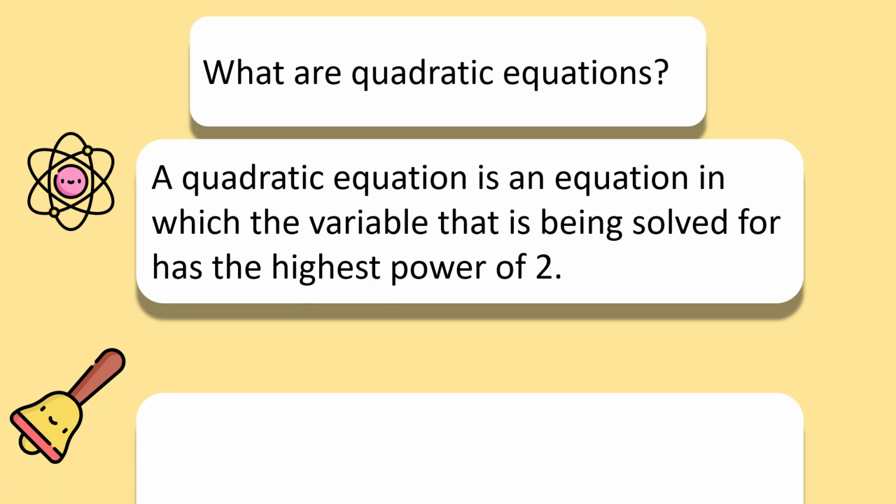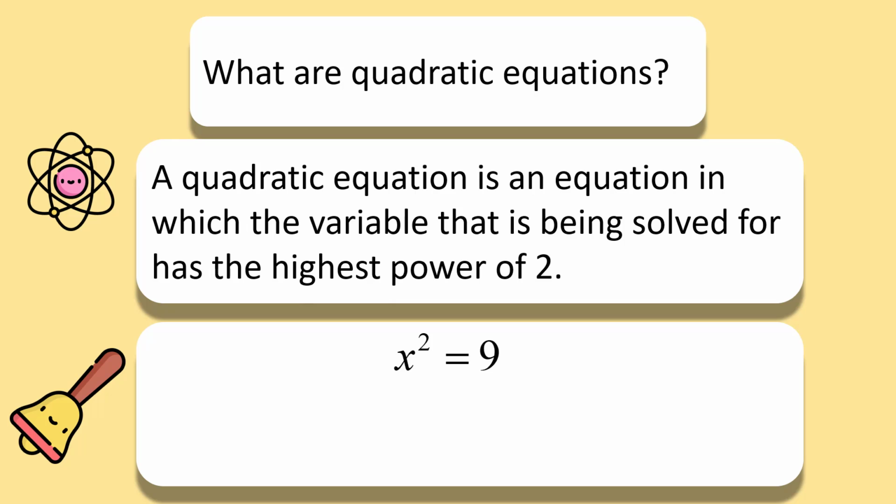Here is an example. x squared is 9. Do you see the exponent is 2 and the power is x to the power of 2? Here's another equation. There's an x squared and there are 3 x's. But the x squared is the highest power of x and the highest power is 2. So these are quadratic equations.